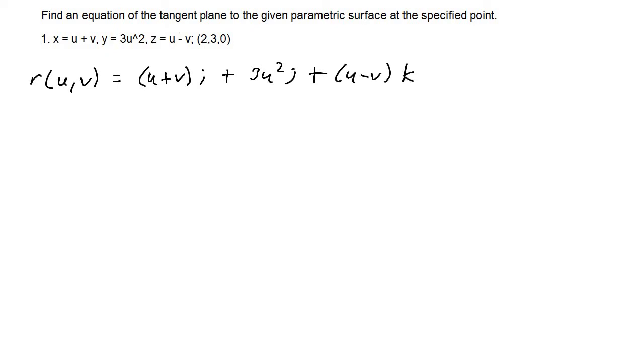So there are two things we need to find here. We need to find r sub u, and we need to find r sub v. So let's go ahead and first find r sub u. Remember, for r sub u, we're going to take the partial derivative of each component with respect to u.